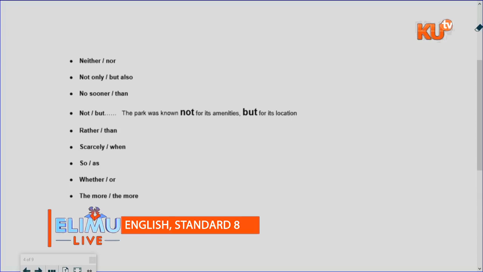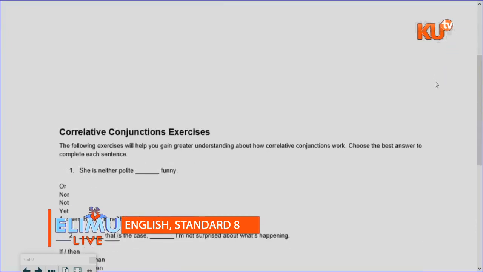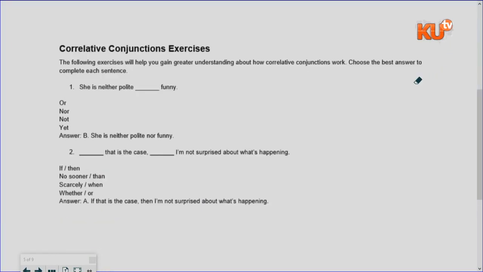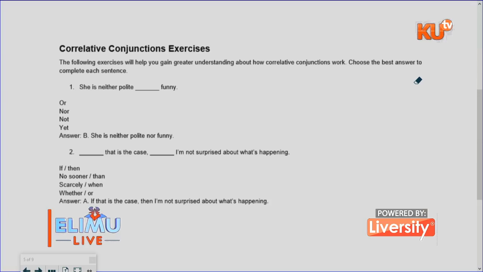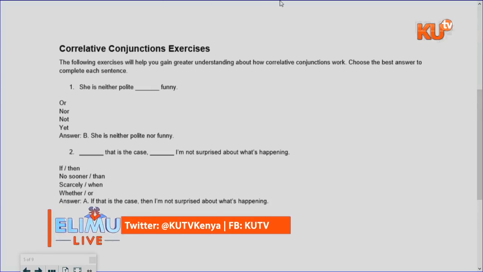So up to that point, I'd like to give you an exercise which we shall go through. The following exercise will help you to gain greater understanding about how correlative conjunctions work. Choose the best answer to complete each sentence. Our first sentence there is: she is neither polite dash funny.